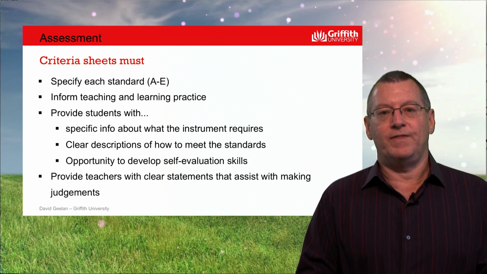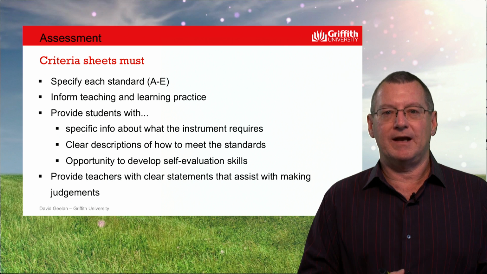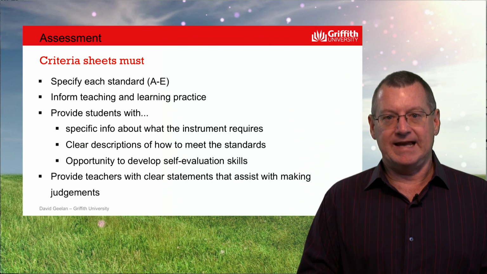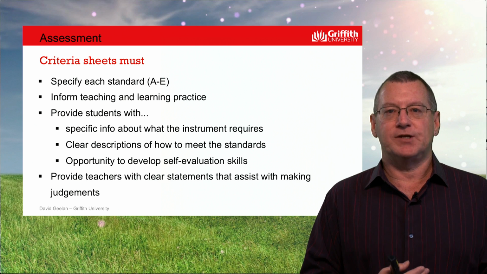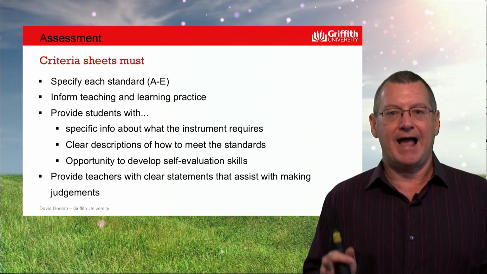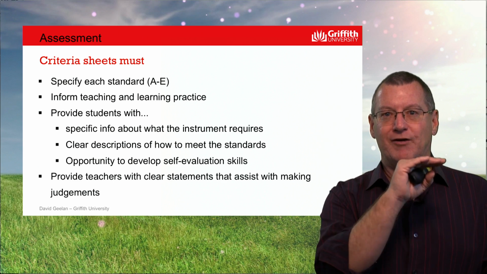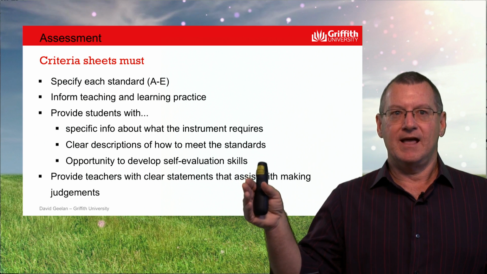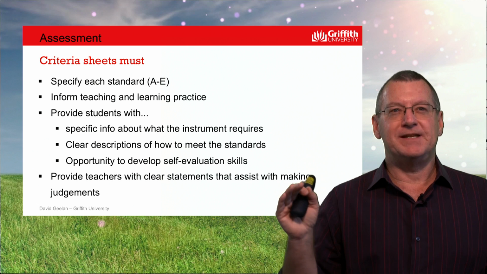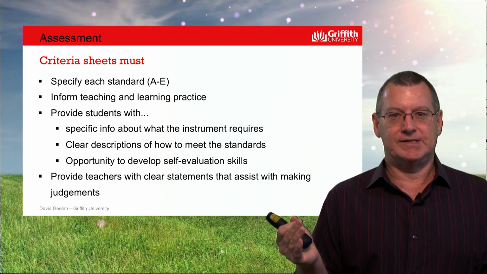Criteria sheets, it's important that they be good because they are public documents. They are what help the students recognize what constitutes a quality performance at a particular standard. So a criteria sheet should have A to E for the various criteria. So criteria as rows, grades as columns, specific info, clear descriptions, chances to self-evaluate.